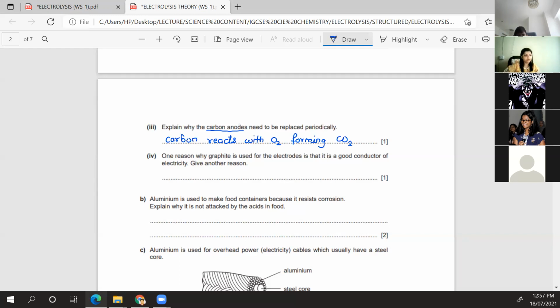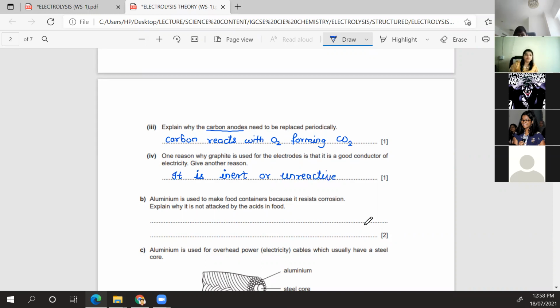Okay, next one, Vanya will answer. One reason why graphite is used for electrodes is that it is a good conductor of electricity. What can be another reason? Miss, I wrote that graphite is inert. Yes, very good. It is inert or unreactive.